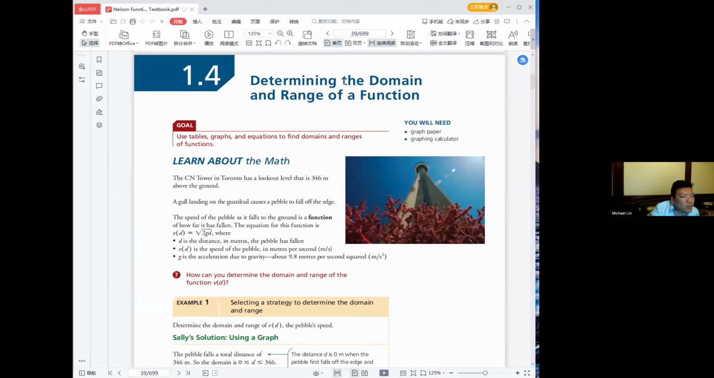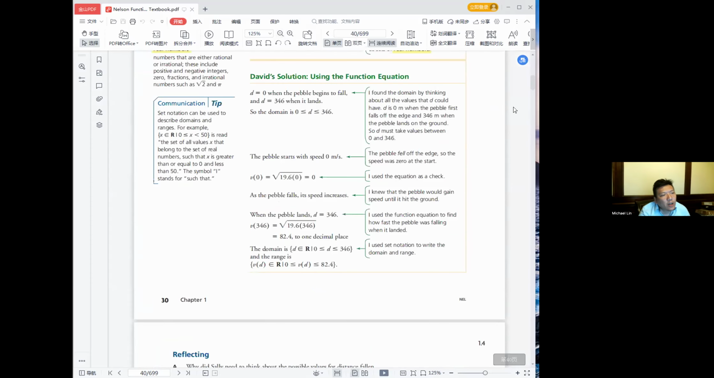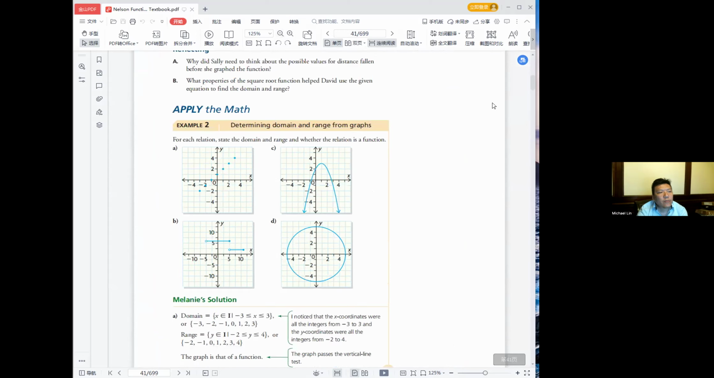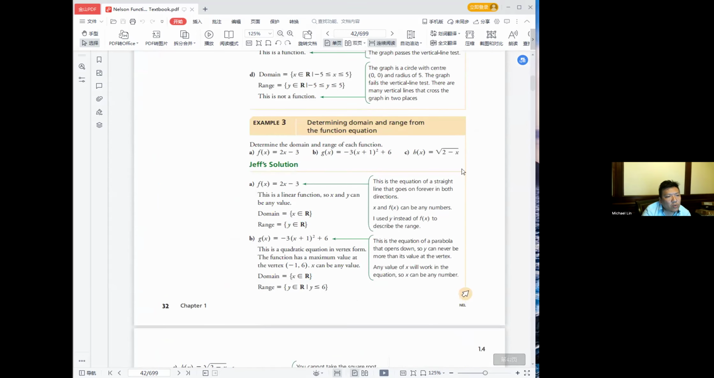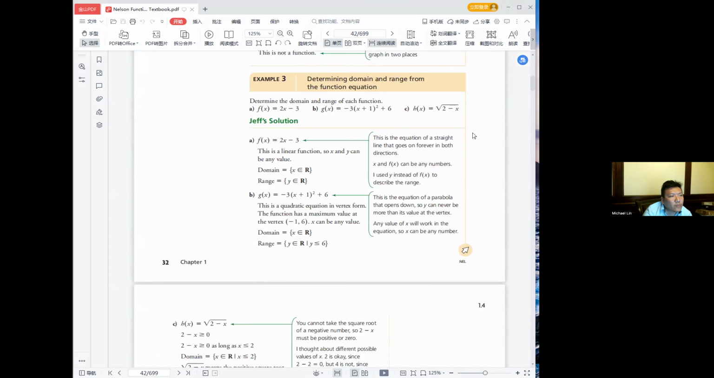So determining domain and range of a function we already talked about. My recommendation is to not do it algebraically, but rather to do it graphically. If you think about what the graph looks like, then figuring out the domain and range will come very, very naturally. So let's take a look at some examples.